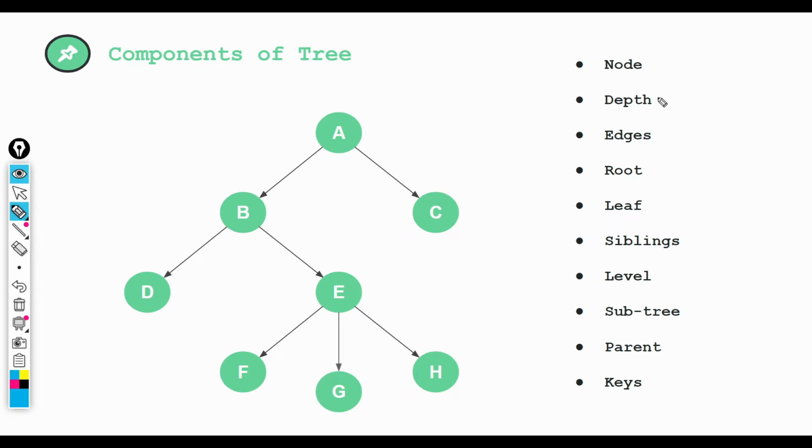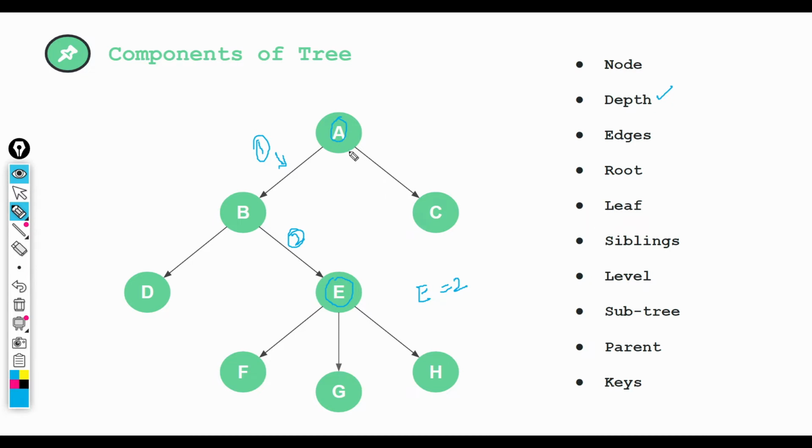Now the second one is depth. Depth is the total number of edges from the root node to its target node. Let's say we want to know the depth of node E. We want to traverse from the root node to E, and we need to count the number of edges. This is first and this is second. So the depth of node E is 2.